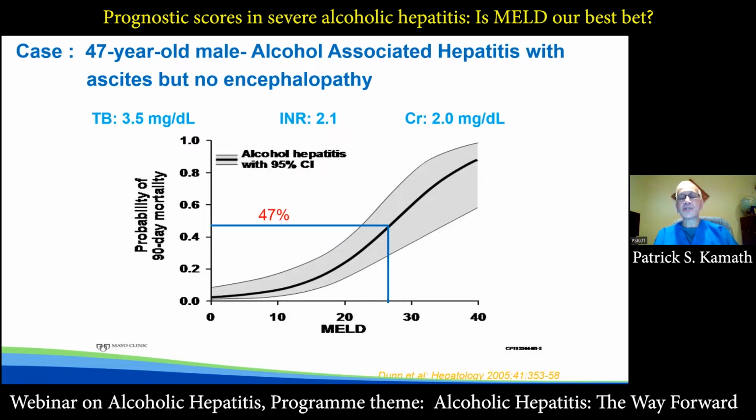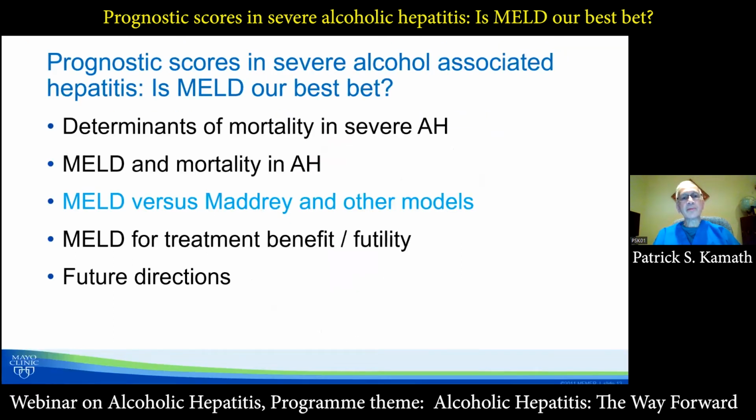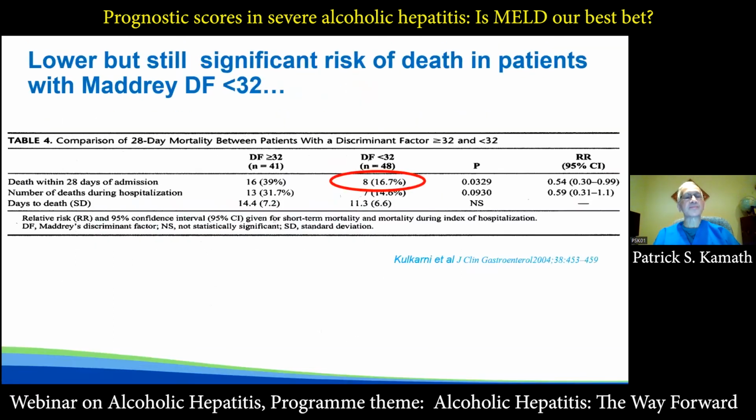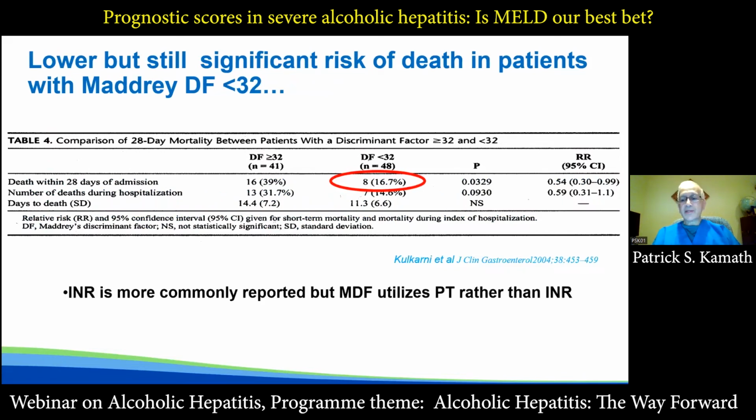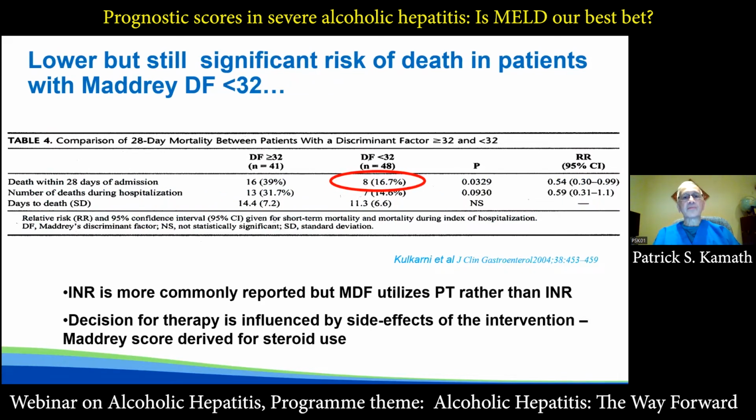So we can use this nomogram to decide mortality at different time points. So we can have mortality at very low scores and at very high scores. And this is the advantage of the MELD score over MADRI and other scores. So let's compare MELD versus MADRI and other models. The first concern about MADRI came from this paper. It's a retrospective study, 41 patients, DF greater than 32, 39% died, but 48% DF less than 32, 16.7% died. So there's still substantial mortality.